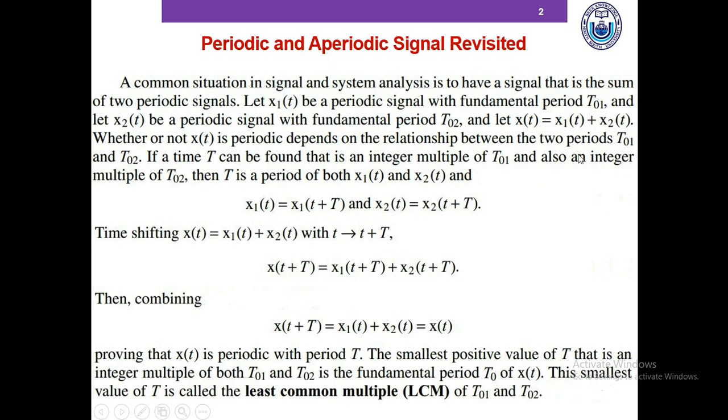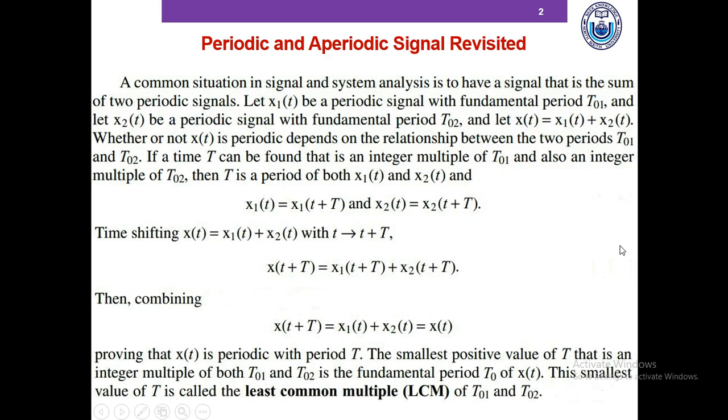So if we perform simple shifting of the equation x of t equals x1 plus x2, we end up with x of t plus capital T is equal to x1 of t plus capital T plus x2 of t plus capital T. If we combine this equation with the equations above, we end up with x of t plus capital T is equal to x of t, which is the condition or definition of a periodic signal. So from this we understand that if we can find an integer multiple of T01 and T02, which is capital T, then the sum of two periodic signals is in fact periodic.